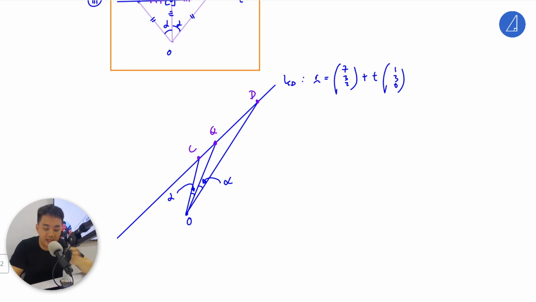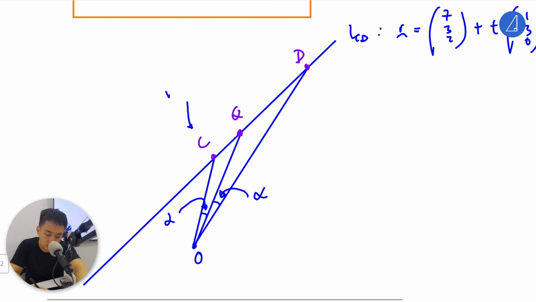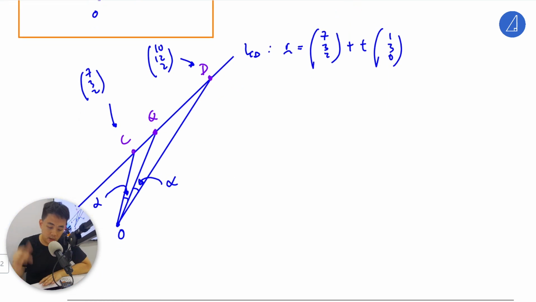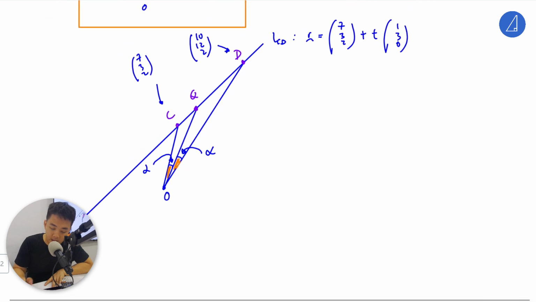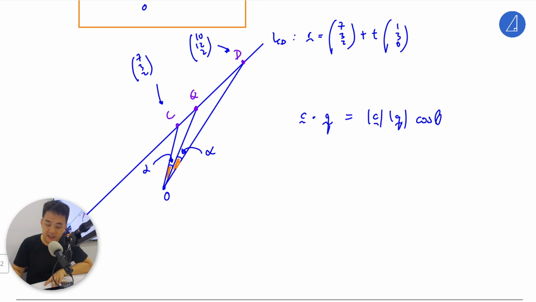So what you need to understand is, first thing, I'm going to label my C and my D. I think that one is quite okay. So my C is... okay. If this angle is equal to this angle, then I can label this as C dot Q equals mod C mod Q cosine theta. Okay, let's say alpha.